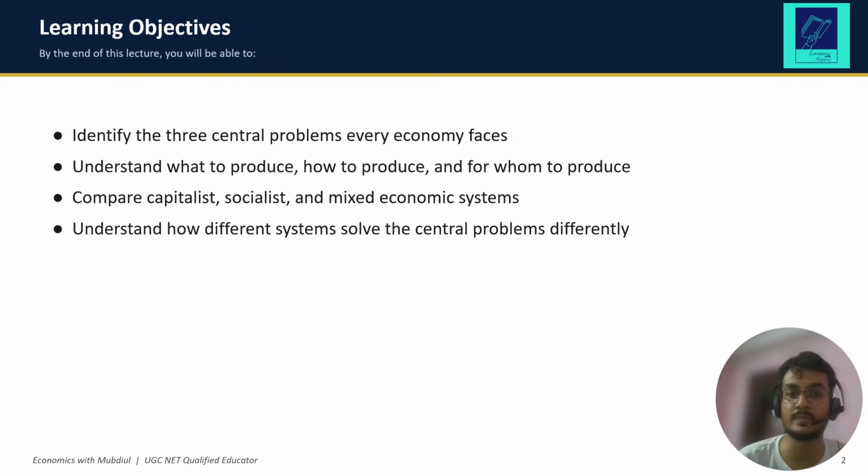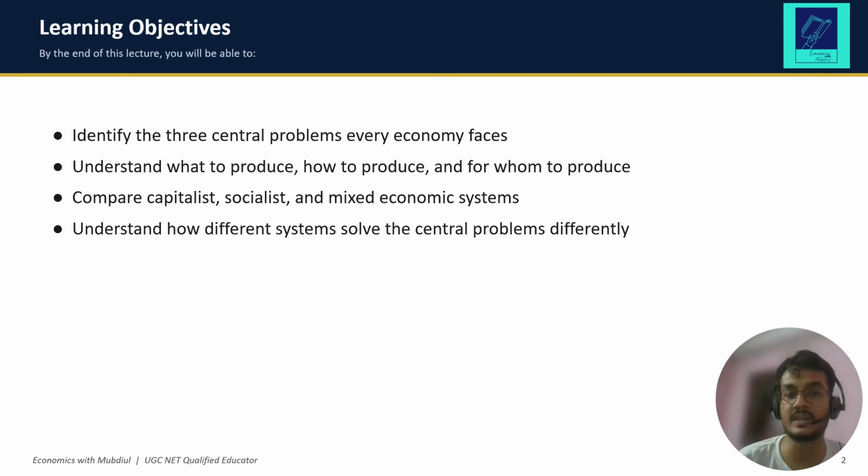Our second objective is understanding the three famous questions of economics. They are what to produce, how to produce, for whom to produce. These look like simple questions, but when governments answer them incorrectly, millions of people can be affected. Imagine producing too many luxury cars while people do not have enough food, or producing advanced weapons while hospitals lack medicine. These are economic decisions.